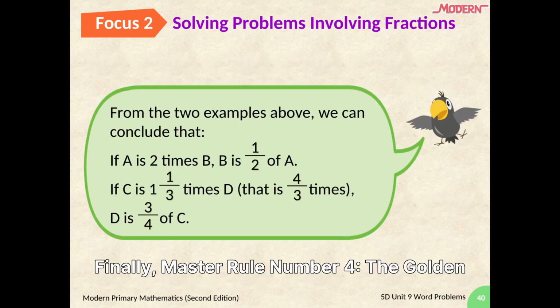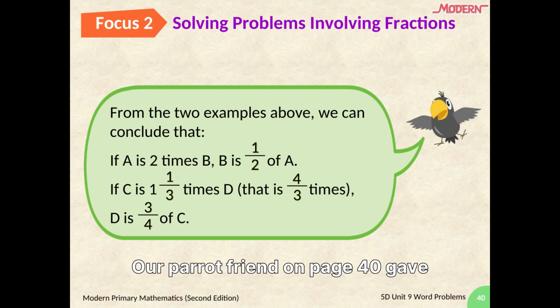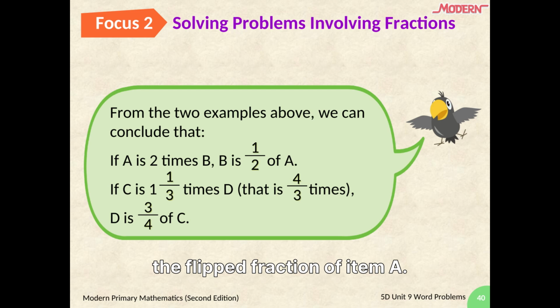Finally, master rule number 4: the golden rule of reciprocals. Our parrot friend on page 40 gave us the ultimate cheat code for math tests. If item A is a certain fraction of item B, then item B is the flipped fraction of item A. If A is 2 times B, B is 1/2 of A. This works for everything. If the string is 4 times longer, the other string is 1/4. If C is 4/3 times D, D is 3/4 of C.